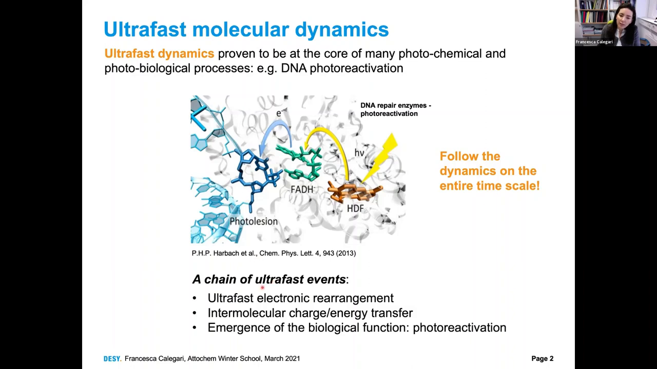In this chain of events, you can see that everything starts with an ultrafast electronic rearrangement, which then leads to subsequent steps such as energy and charge transfer, which lead to the final biological functionality, in this case the DNA photoreactivation. This is a very nice example that I often start with, because it gives you an impression that extremely fast processes such as an electronic rearrangement can be responsible for a more complex functionality, because they are the first phenomena activated by light, and they basically stay at the bottom of this ultrafast chain of events.